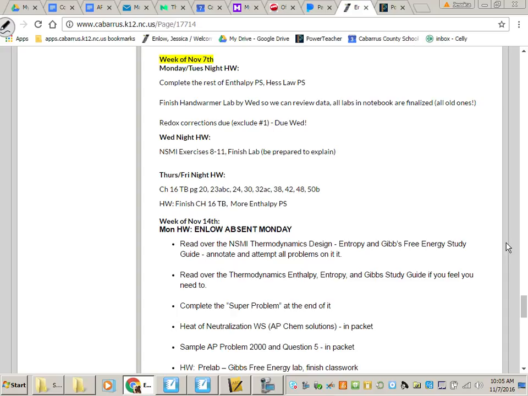Redox corrections are due on Wednesday. This was assigned last week. Don't do number 1. Number 1 is a really hard balancing oxidation state change. You don't really need to focus on that. Focus on your other things.